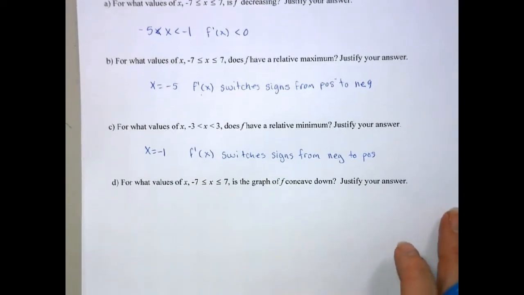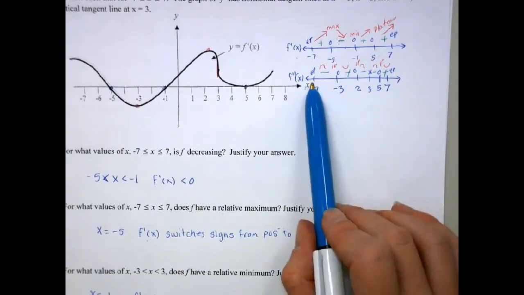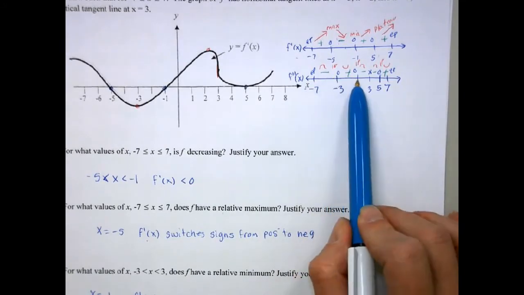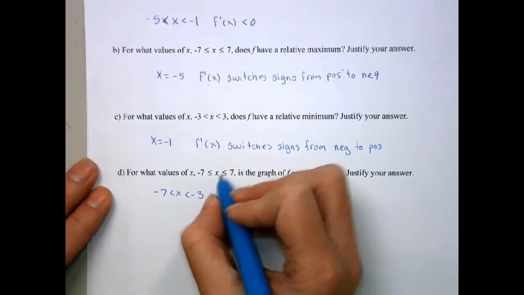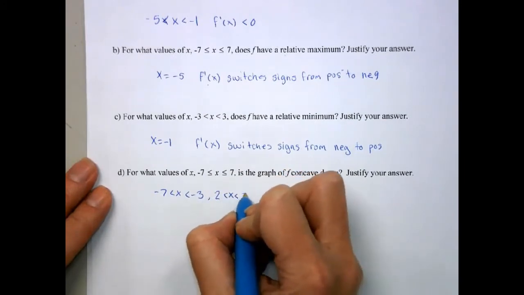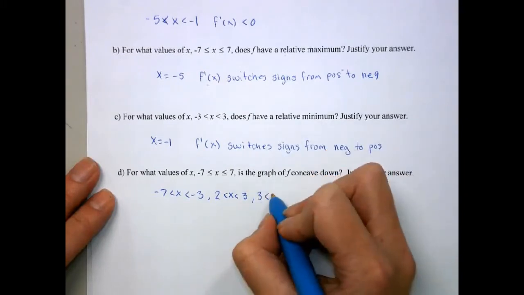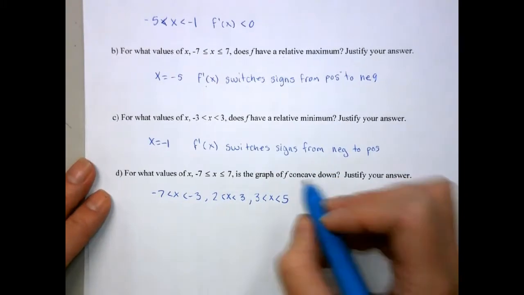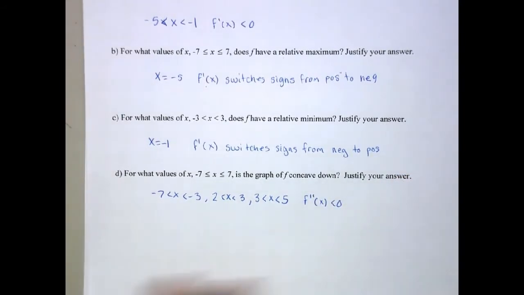Okay, and then finally, for what values is the graph concave down? Okay, that's going to be, we've already established, -7 to -3, -2 to 3, 3 to 5. Okay, and our real easy answer is because the second derivative is less than 0. How we arrived at that is the slopes are decreasing, but that's what we're looking for.